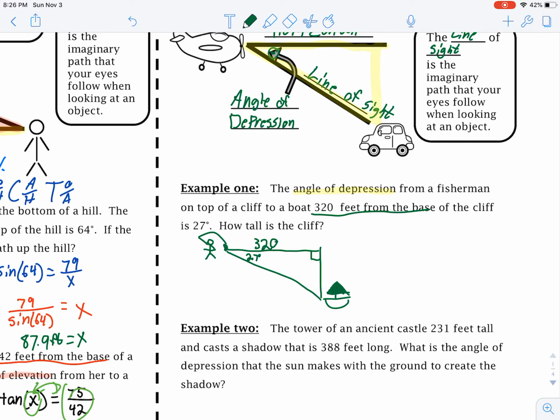Okay, so let's go ahead, circle our angle, label our sides. So the side across our angle is our opposite, and the side that connects our angle to the 90 degrees is our adjacent. Okay, so using SOHCAHTOA, I'm going to rewrite it over here for you guys.